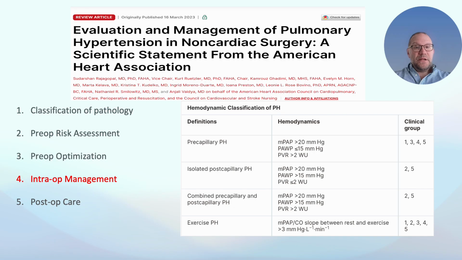Isolated postcapillary PH, which is groups 2 and 5 that we just discussed, with those hemodynamic classifications. And then they describe in this article combined precapillary and postcapillary, sometimes known as mixed PH. I'm now going to talk a little bit about exercise PH. It's important for me to understand when I'm planning an anesthetic in this patient population, I want to know their World Symposium group diagnosis and also their hemodynamic classification.